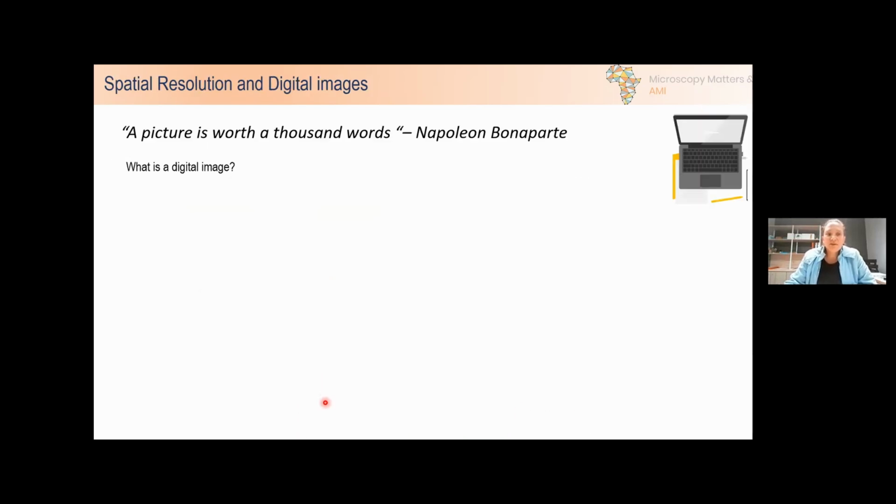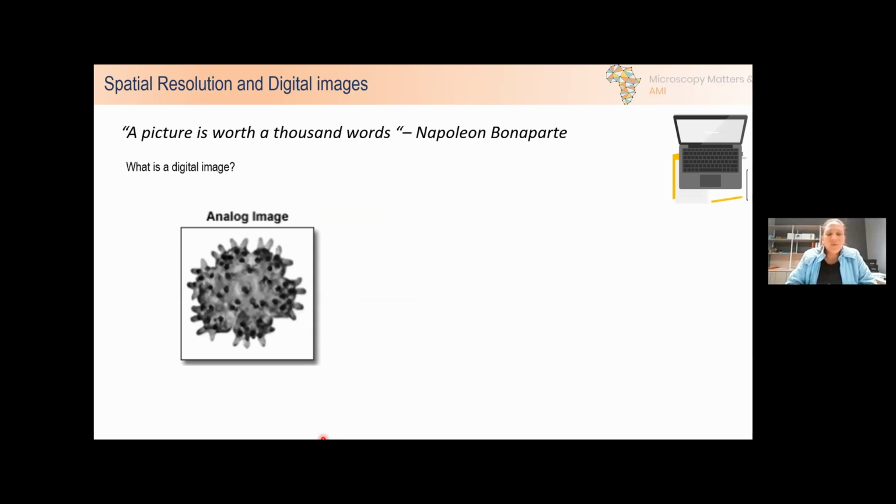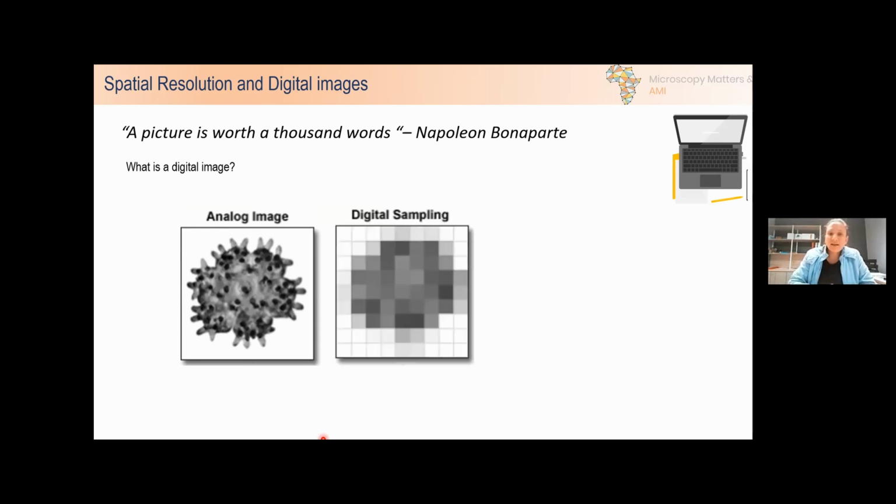Let's move on to spatial resolution and digital images. Now, Napoleon Bonaparte said, a picture is worth 1,000 words. We will talk about this now. In the older days, we looked at analog images. These are grayscale images, but today we are looking mostly at digital imaging.